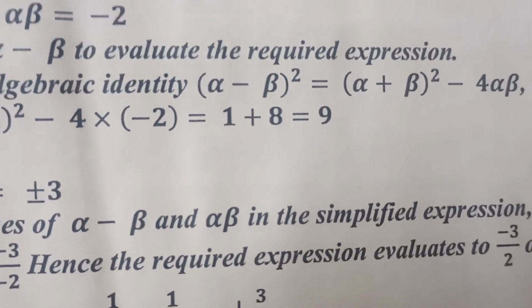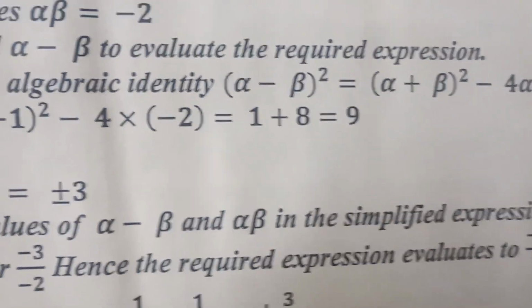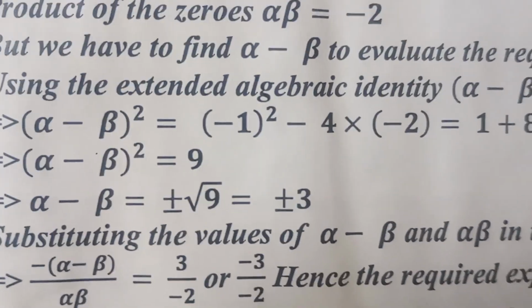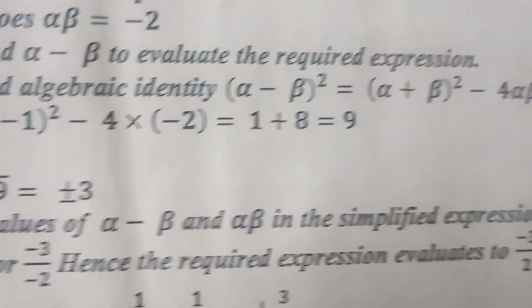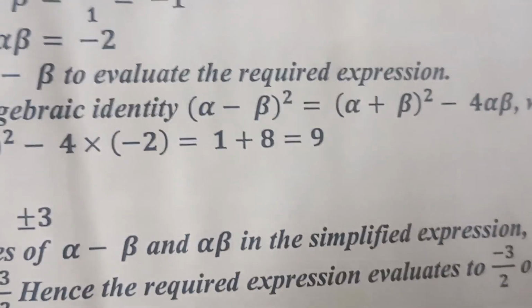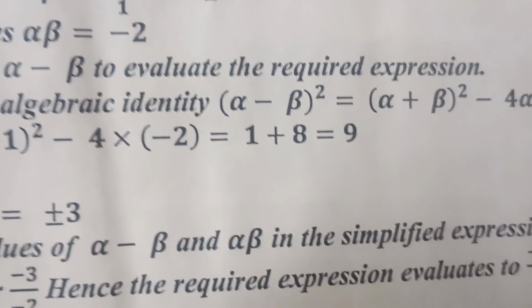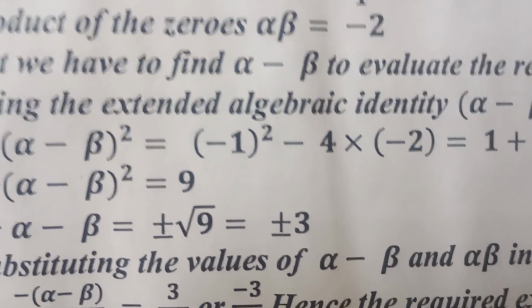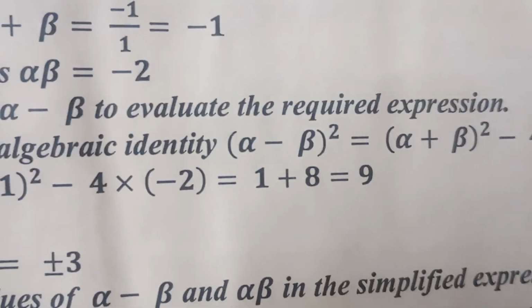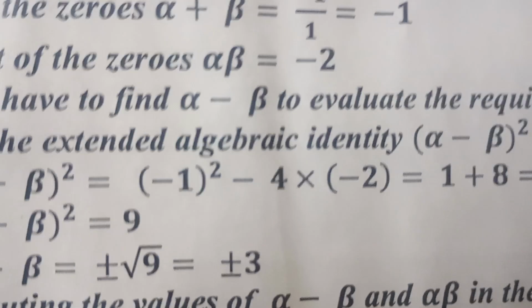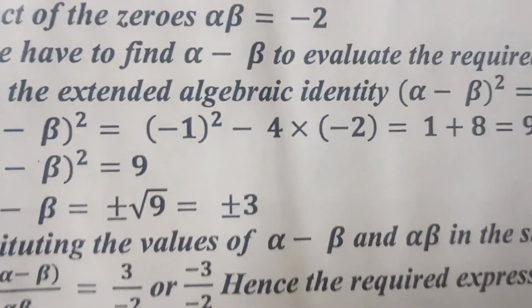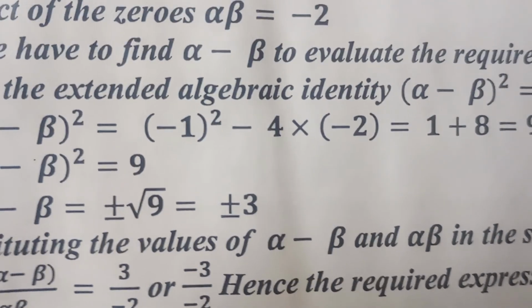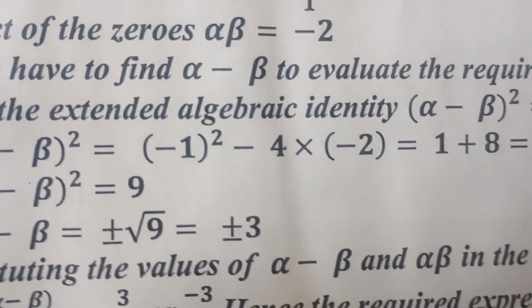In one of the previous videos also we saw this. A very helpful identity, this one. You can interchangeably use it for finding either alpha minus beta the whole squared or alpha plus beta the whole squared. Coming to this, alpha minus beta the whole squared is equal to alpha plus beta the whole squared. Alpha plus beta is minus 1. So minus 1 the whole squared minus 4 alpha beta. So 4 times alpha beta, we already know it is minus 2.